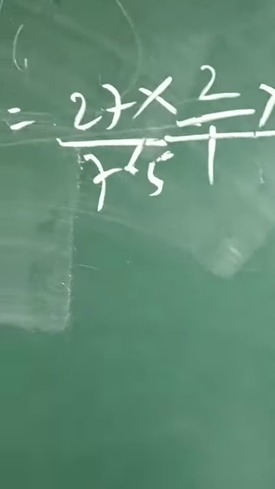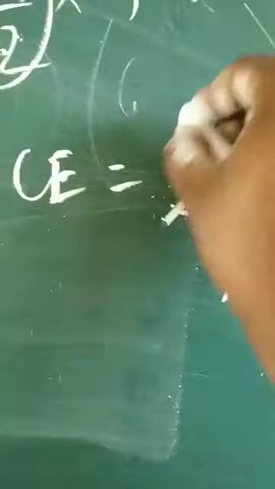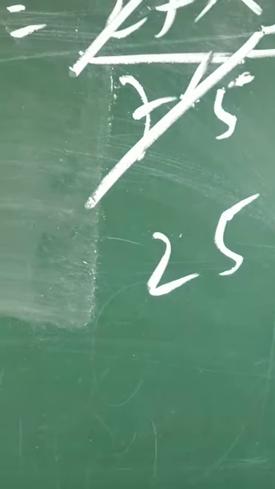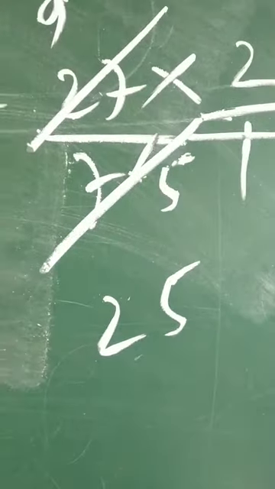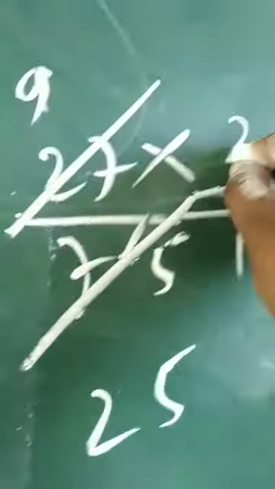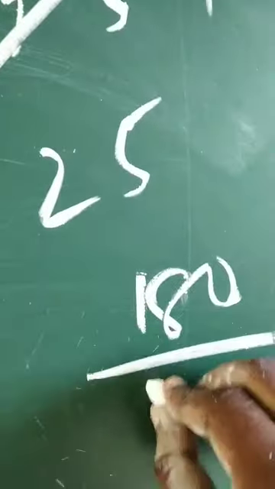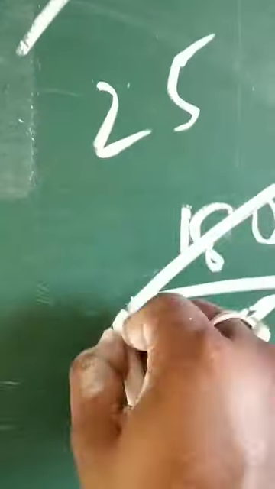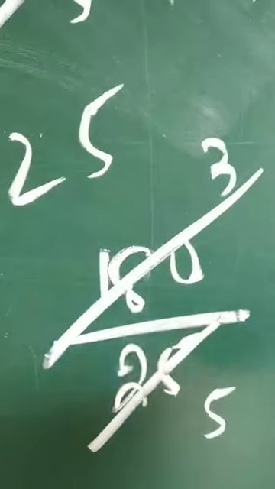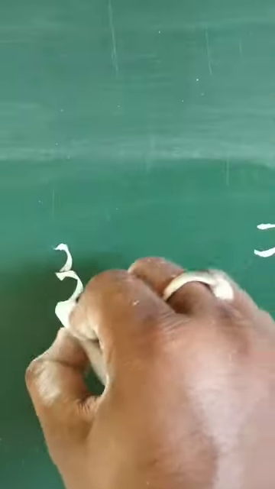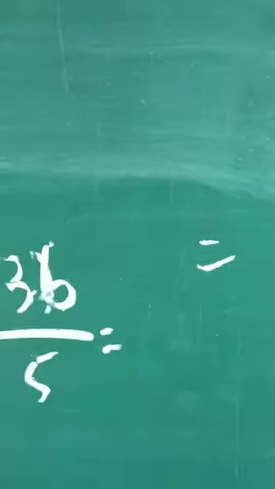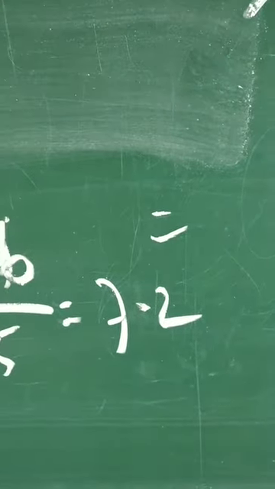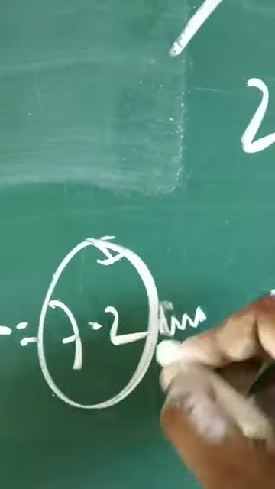Now, how to cancel? 3 9s are 27, 3 2s are 6, 1 7, 3 5s are 15. I got 25 here. 9 2s are 18 into 10, 180 by 25. 5 5s are 25. This one will be 36 by 5. 36 by 5 means 7.2. 7.2 centimeter is the answer.